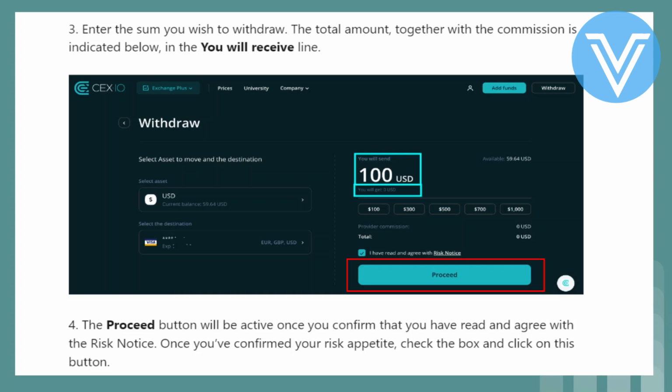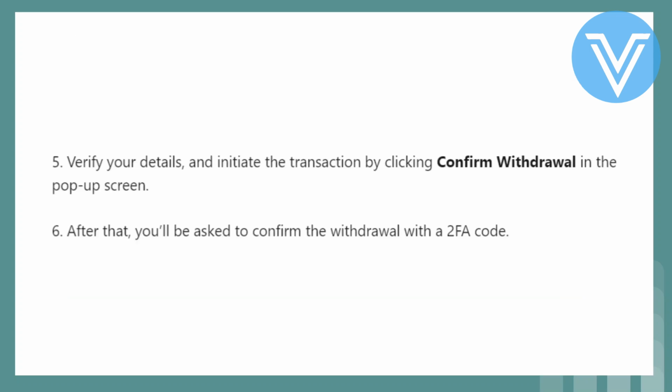The Proceed button will be activated once you confirm that you have read and agree with the risk and notice. Once you have confirmed your risk appetite, check the box and click on this option. Verify your details and initiate the transaction by clicking Confirm Withdrawal in the pop-up screen. After that, you will be asked to confirm the withdrawal with the 2FA code.